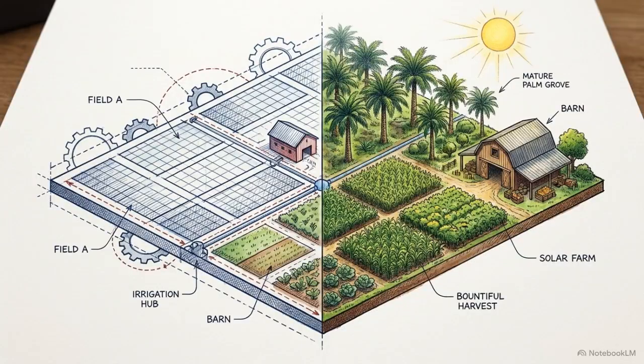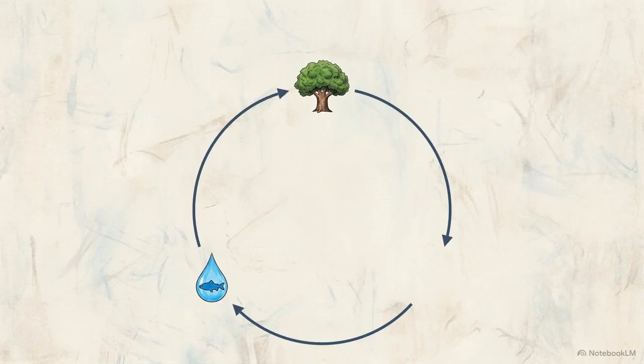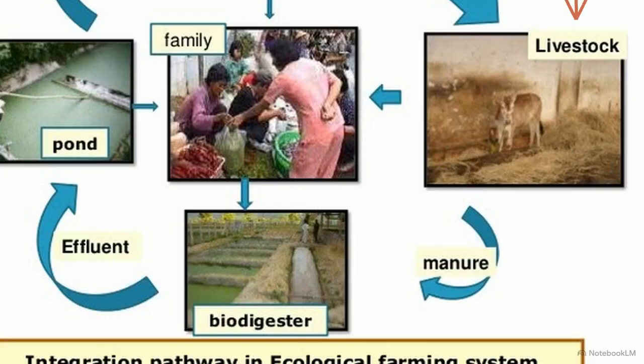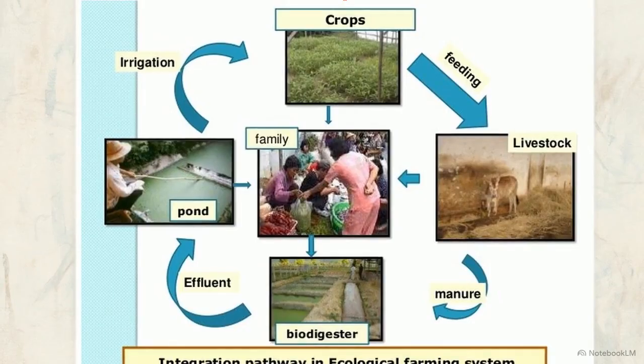Advanced agricultural science integrates these spatial and temporal systems into holistic, sustainable ecologies. Integrated farming creates a closed-loop system by combining crop cultivation with livestock and aquaculture. We can trace this resource pathway. Manure from livestock is processed in a biodigester, creating effluent that is then used to irrigate and fertilize the crops.